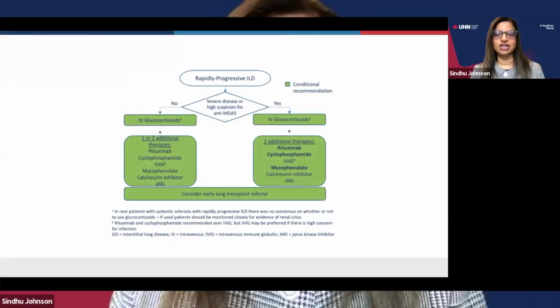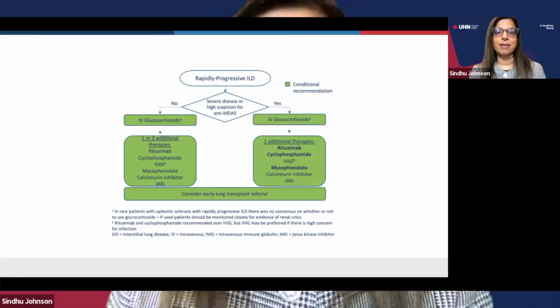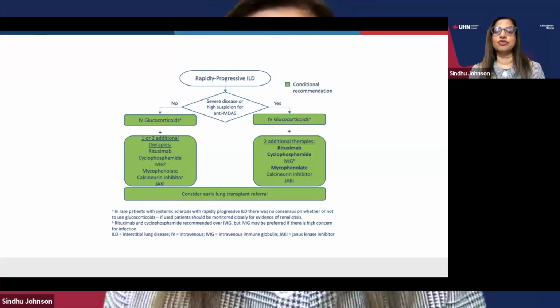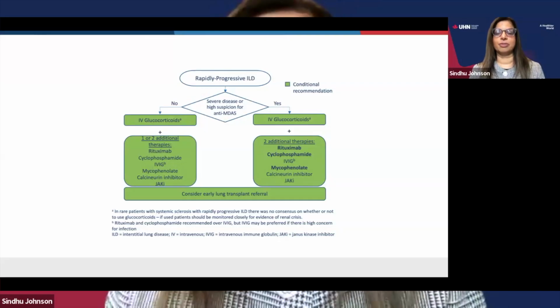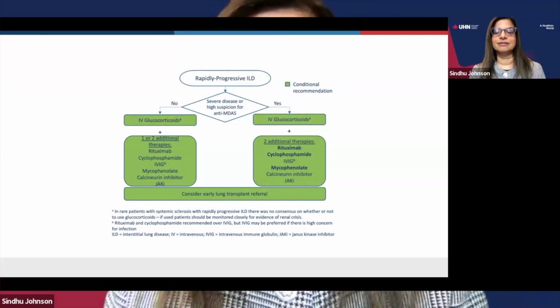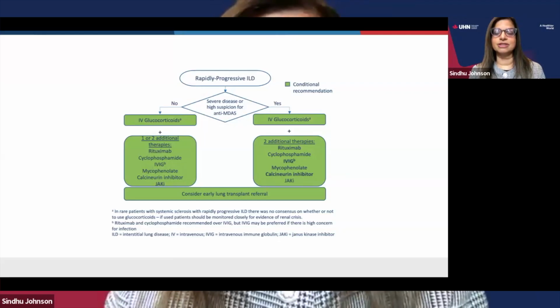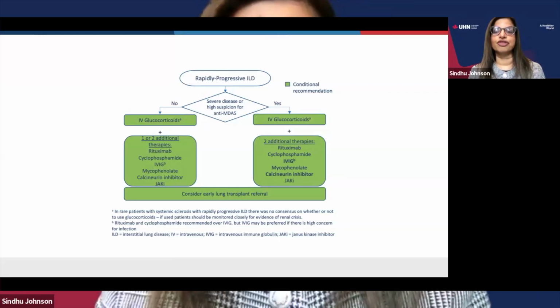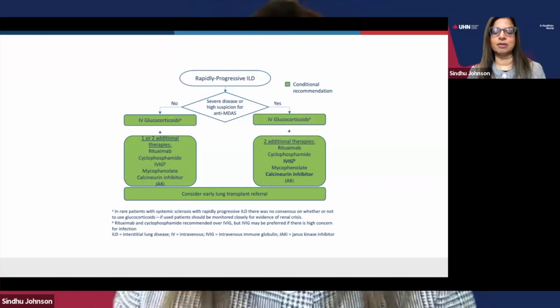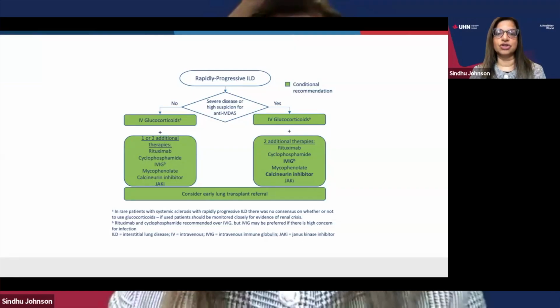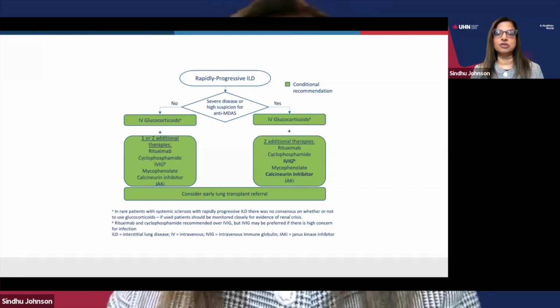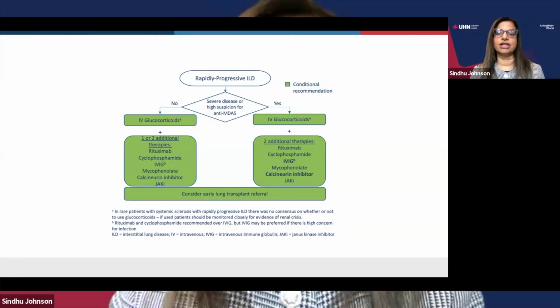In this situation, the guidelines conditionally recommend combination therapy with intravenous glucocorticoids as well as two additional therapies, rituximab and cyclophosphamide or mycophenolate. However, I will share with you that many high-volume centers in the US tend to prefer IVIG and calcineurin inhibitors such as tacrolimus, and this is largely due to their concerns about increased risk of infection in an intubated patient on rituximab or cyclophosphamide.